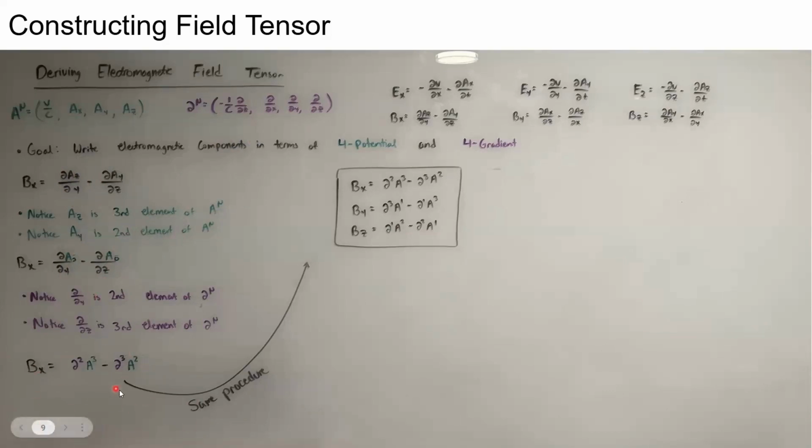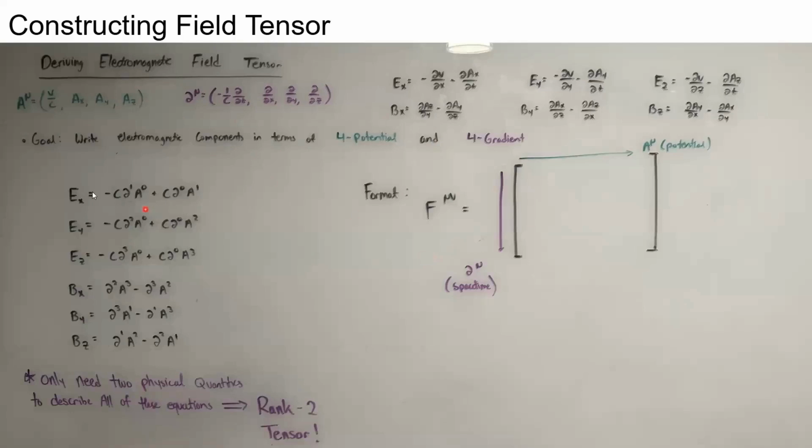So we go ahead and substitute those in, do the same procedure for the y and the z components, and we have these equations. So now we're going to combine all of this together. We have all of these equations. And what's really neat here is we've written the electric field and the magnetic field in terms of just the 4-gradient and the 4-potential.